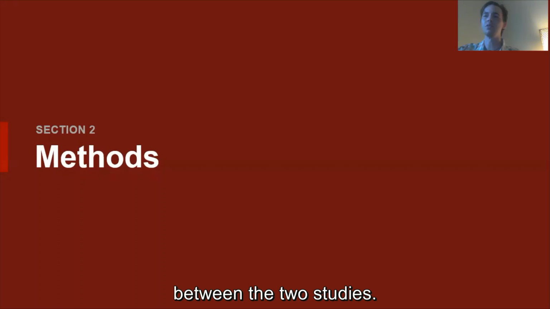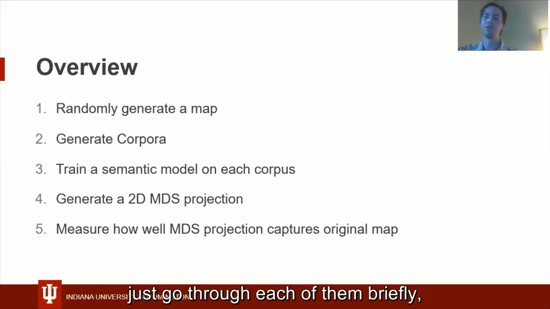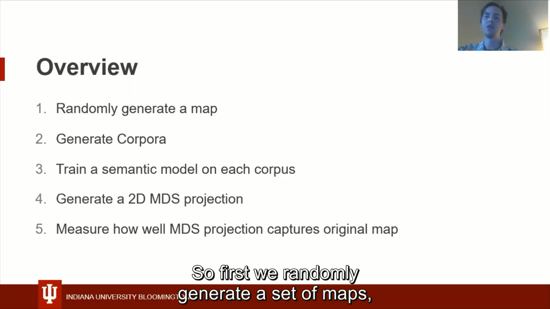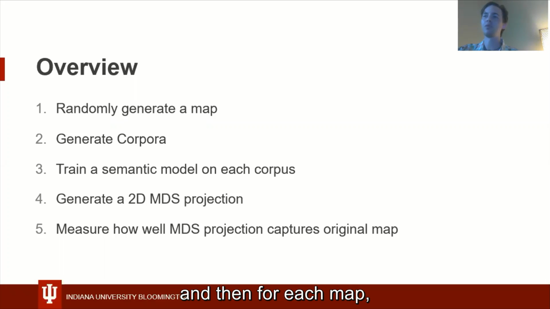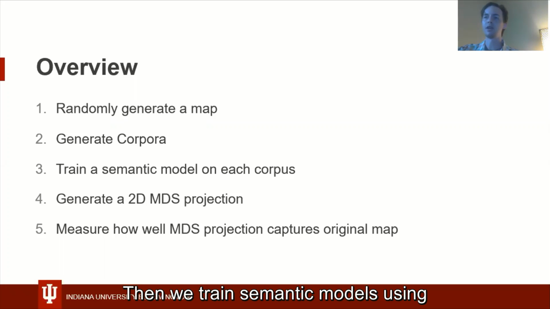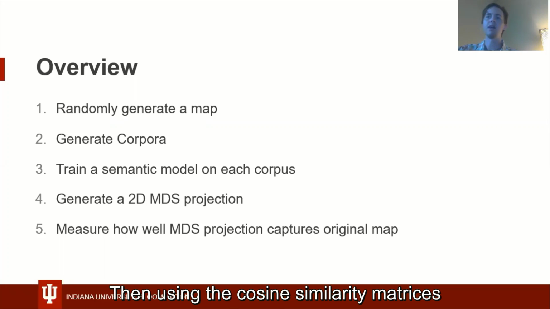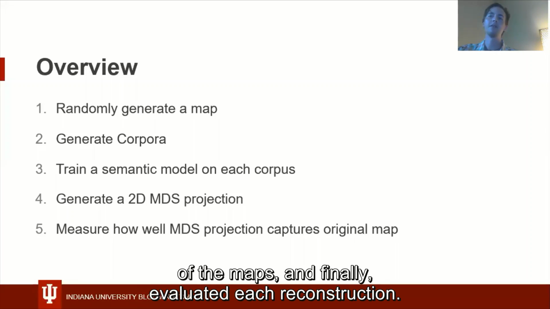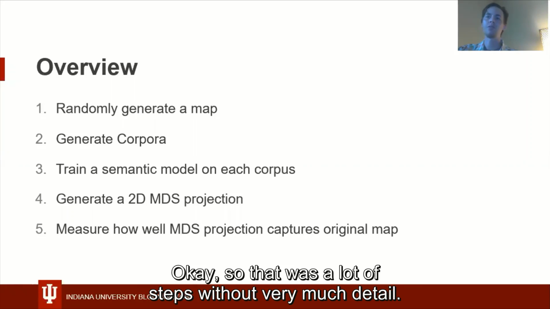So in this section, I'll present the general methods that were consistent between the two studies. I'll just go through each of them briefly, and then I'll give you more depth subsequently. So first, we randomly generate a set of maps, and then for each map, we generate a corpus that describes the layout of the cities on the map. Then we train semantic models using these text corpora, then using the cosine similarity matrices from these semantic models, we generated two-dimensional projections of the maps, and finally evaluated each reconstruction.